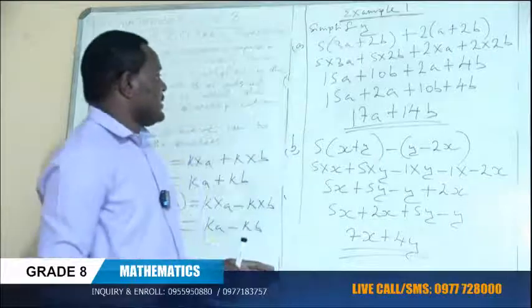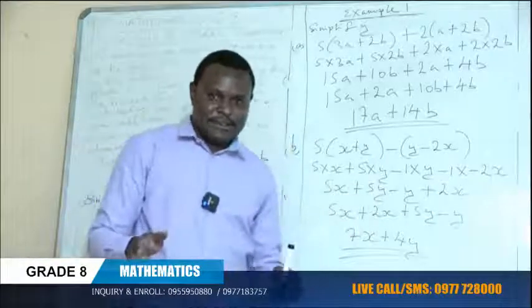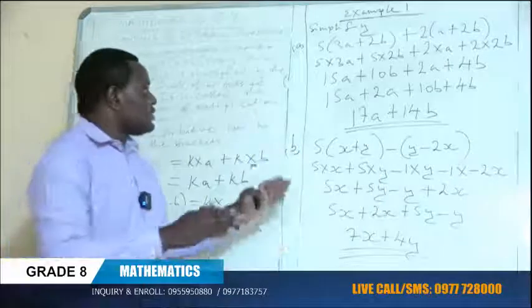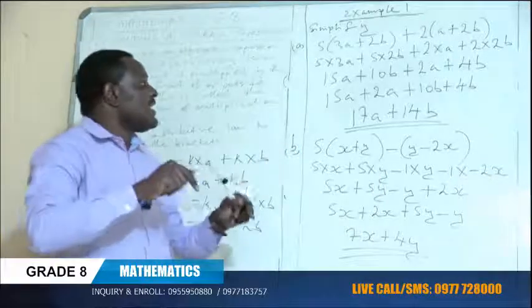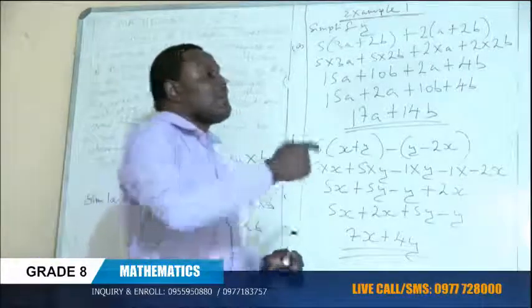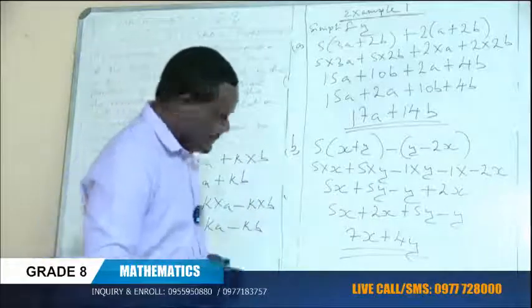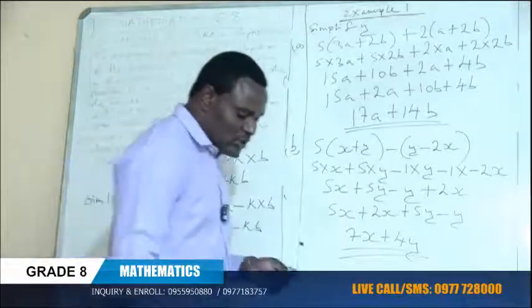Hope you are coping, learners. Remember, whatever is given to you, as long as there's something in brackets and there's a number outside or in front of the brackets, make sure that that number is multiplied by each and every term inside the brackets. Let's proceed. Let's go to the second part.